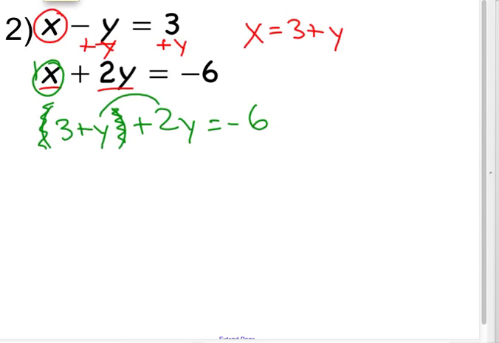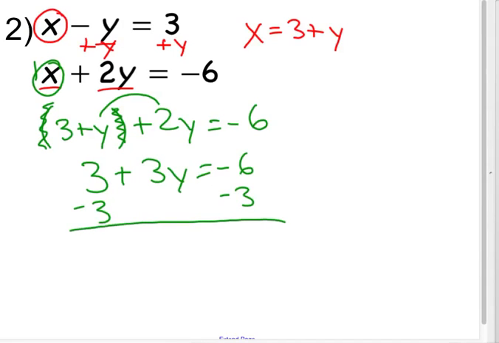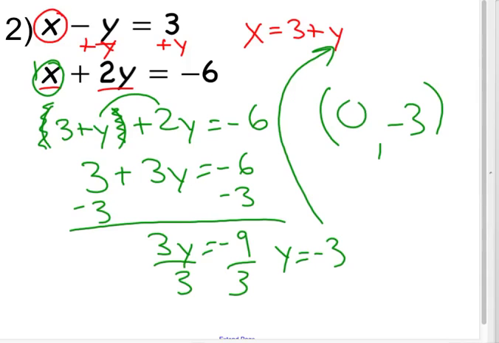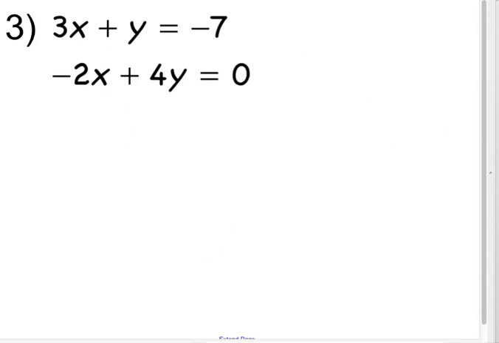So I'm going to combine y and 2y. So I get 3 plus 3y equals -6. Subtract 3. 3y equals -9. Divide by 3. And I get y equals -3. So I know my answer is something comma -3. Now how do I find that x? I'm going to plug -3 into here, the equation that it's already solved for. And 3 plus -3 is 0. So that's my answer. All right, moving on to the last problem.